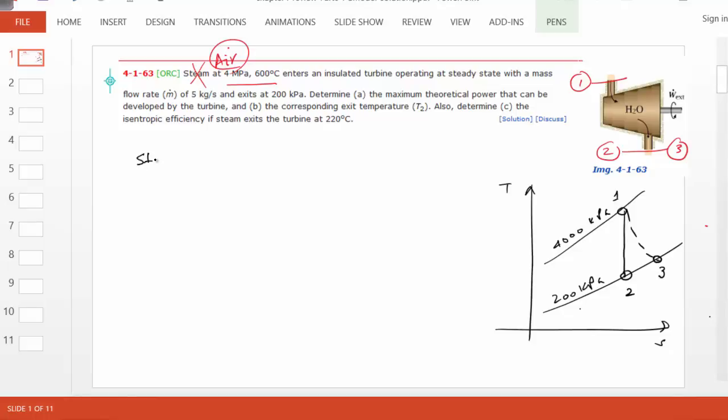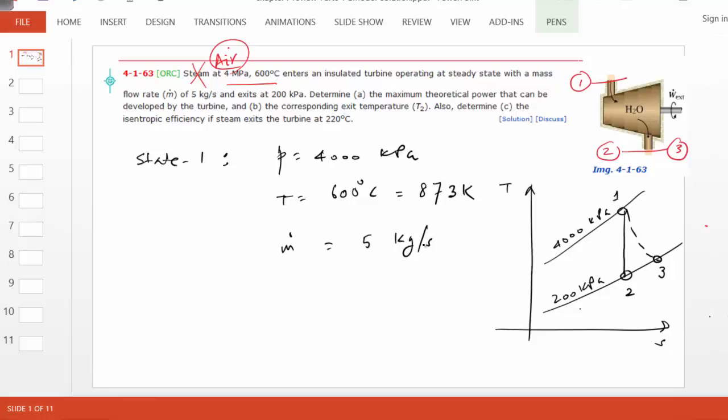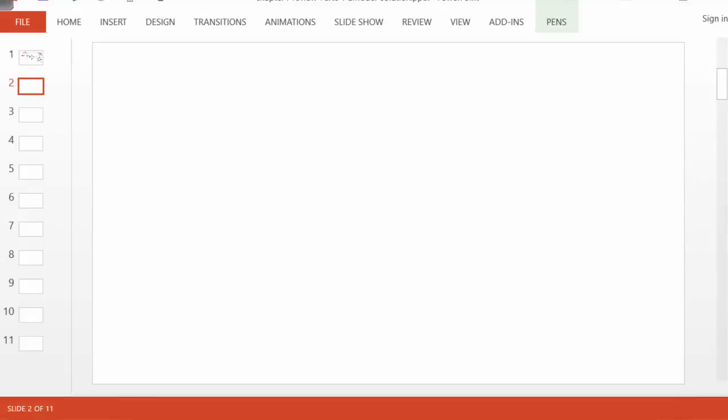Okay, so state 1, let's write down everything that is known. Pressure, I'm converting that to kilopascals. Temperature, instead of Celsius, let's go straight to Kelvin. And mass flow rate is supplied. Okay, to find state 2, we recognize that entropy remains constant. And what formula should we use for an isentropic case? So state 2, let's write down again. We know pressure. And we know the entropy at 2 is entropy at 1.